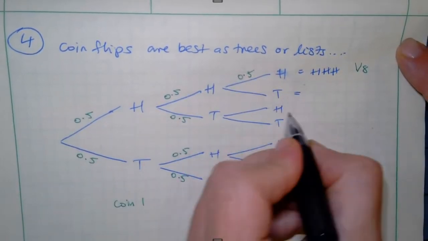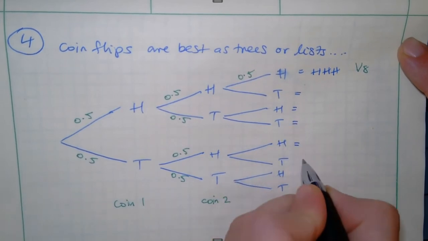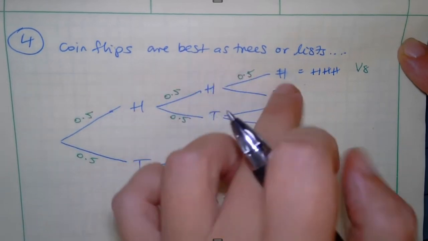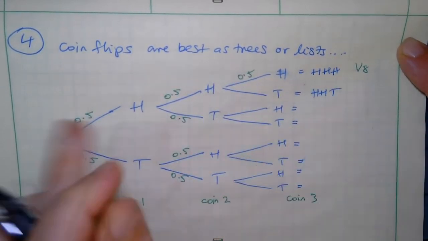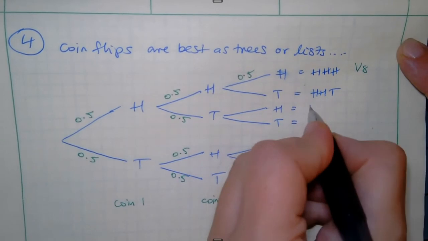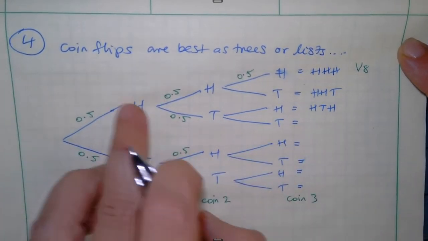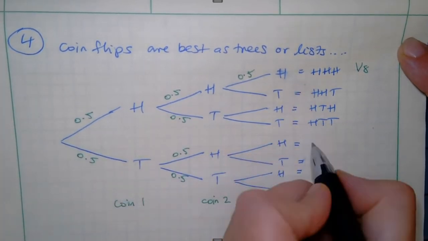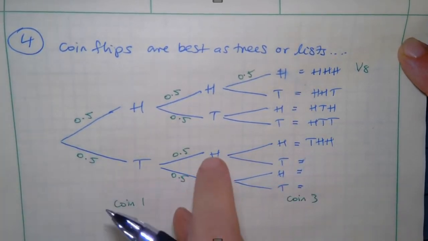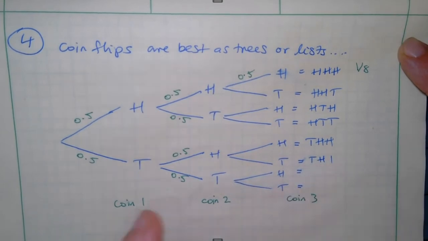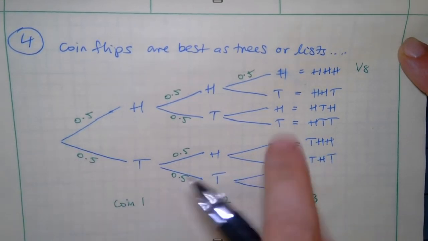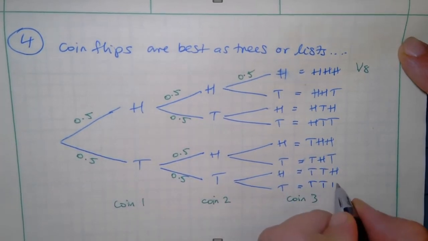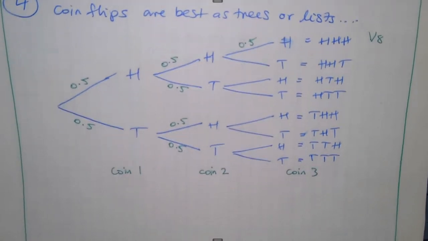All right. So I'm just going to collect how I got here in what order. So this is head, head, tails. This is head, tails, head. Head, tail, tail. Tail, head, head. Tail, head, tail. Tail, tail, head. And tail, tail, tail.